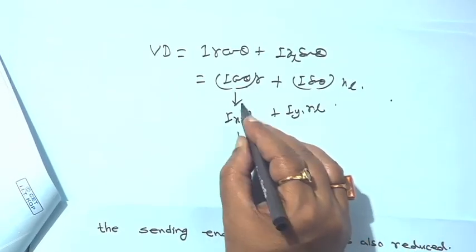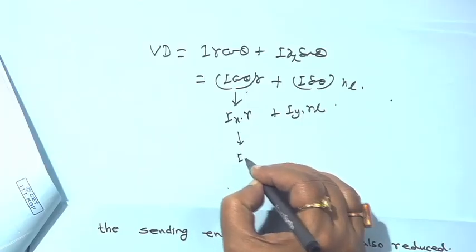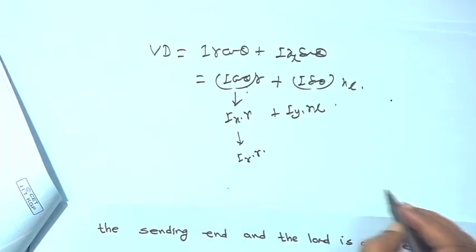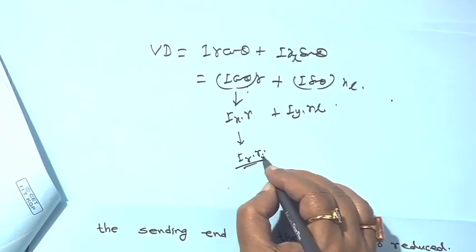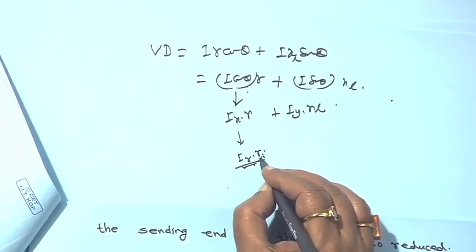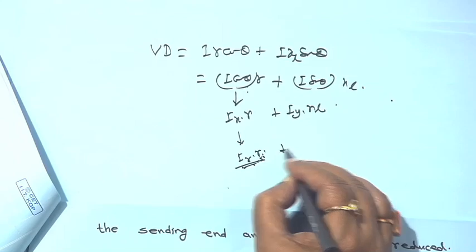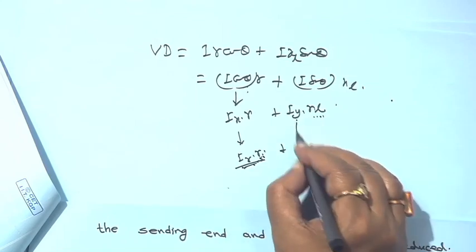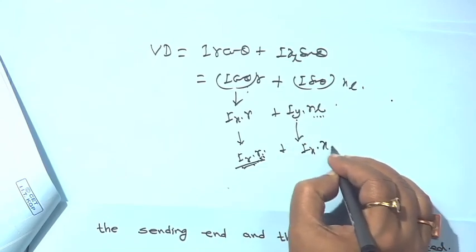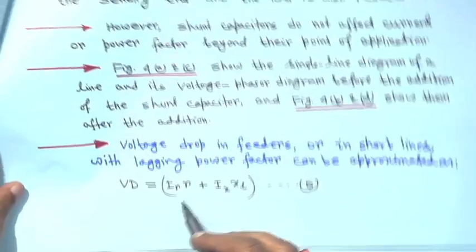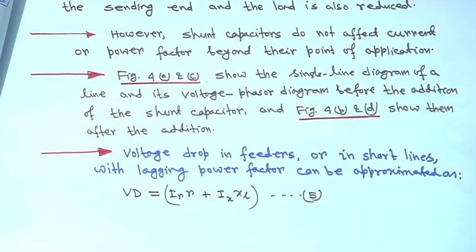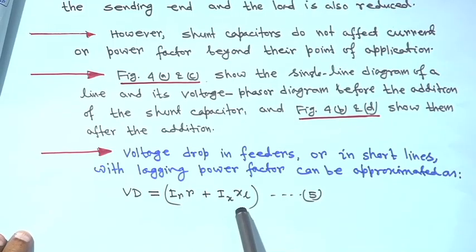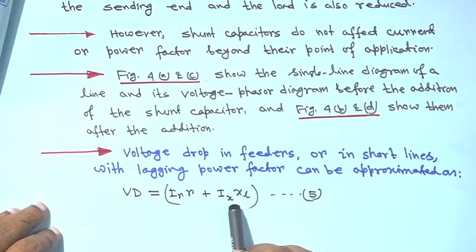Instead of the x axis component, I am writing IR into R, the drop related to the resistive part. And instead of the y component, I am writing Ix into XL, the drop related to the reactance part. From this, the equation is written: IR into R is the resistive part voltage drop, and Ix into XL is the inductive part. IR is the x axis component and Ix is the y axis component of the current.